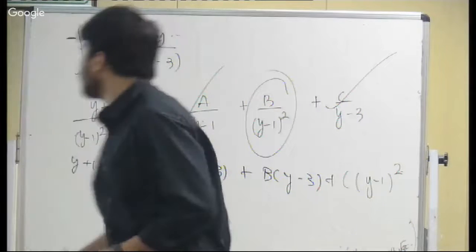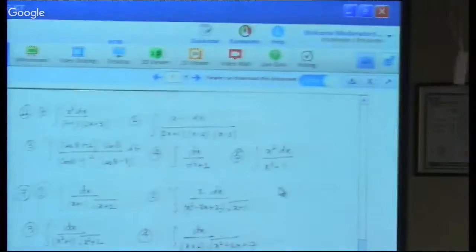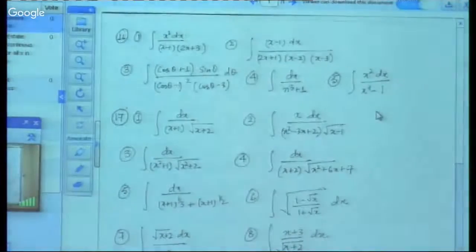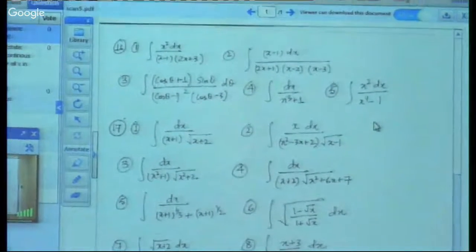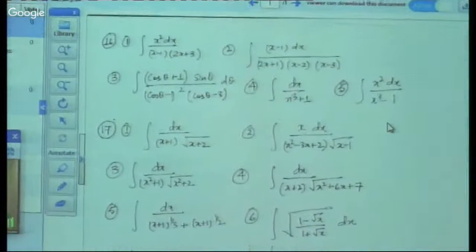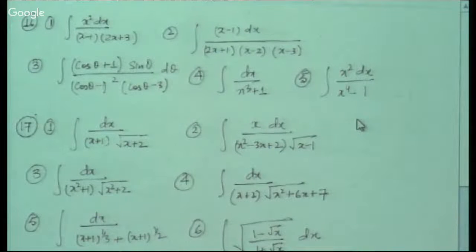Now let's say question number 4. Since we have been seeing the questions in which we were getting my denominator easily factorizable, right? हमेशा easily factorizable नहीं होगा. Sometimes it will be impossible to factorize. Let's see the next example. I got something like dx upon x cube plus 1.